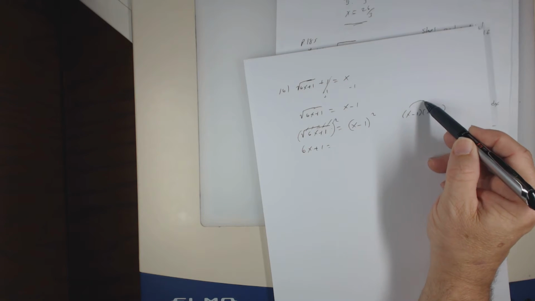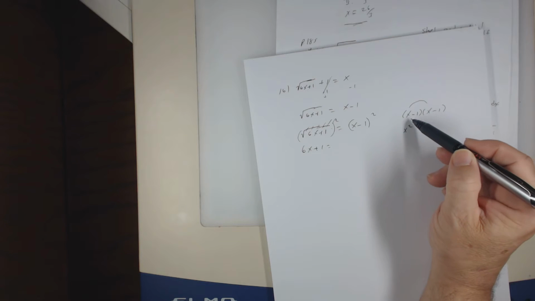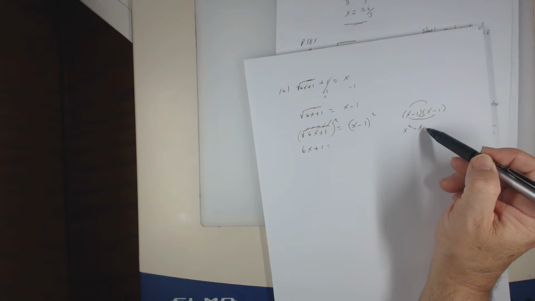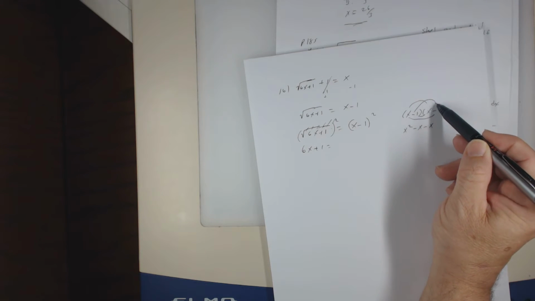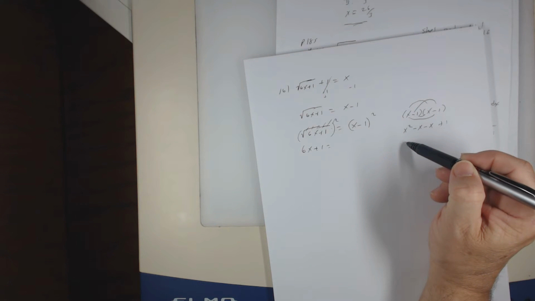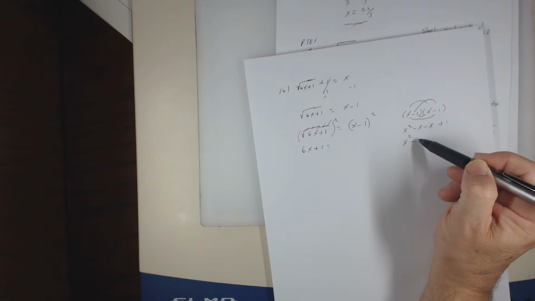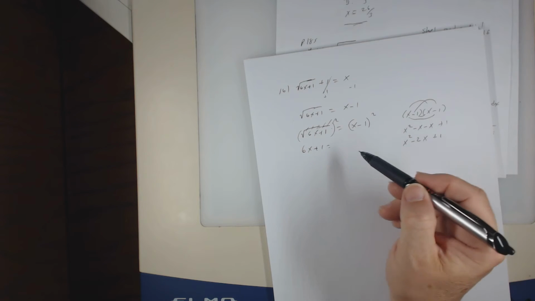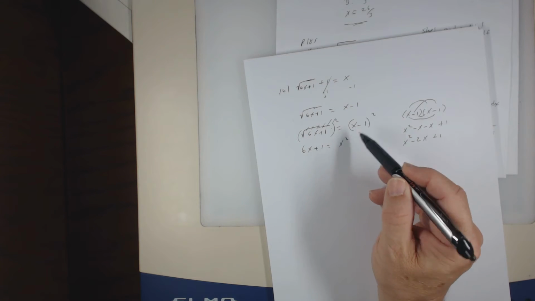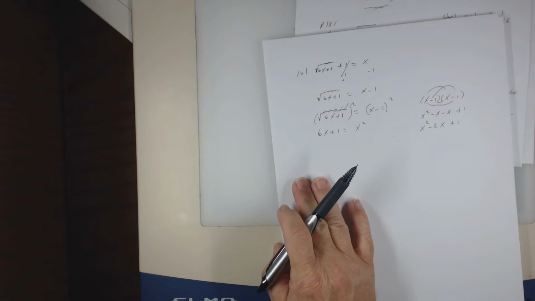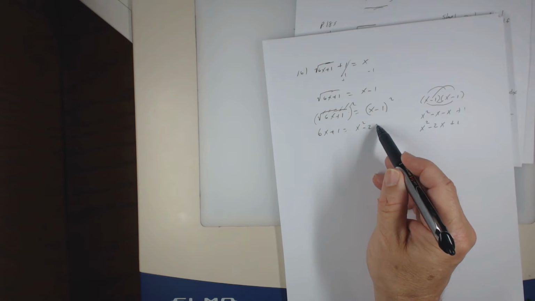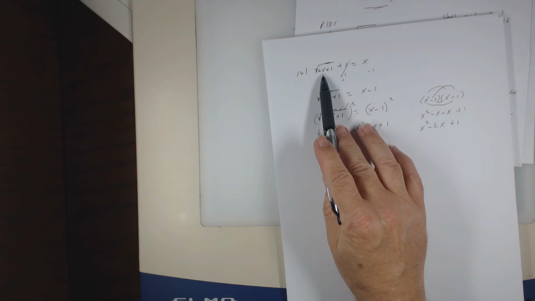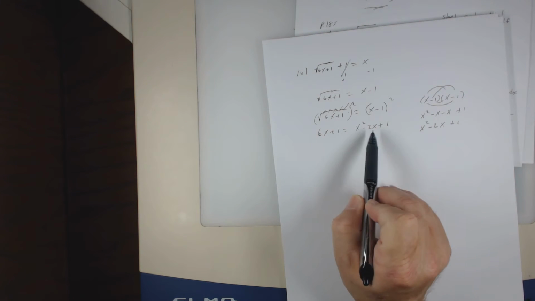So using the FOIL method, x times x is x squared. What's the outer? All right, and the inner should be the same thing, right? And what's the last? Combine like terms, what do I get? X squared minus 2x plus 1, correct? Okay, that goes here. X squared minus 2x plus 1. All right, so I went from a radical equation to what kind of equation?